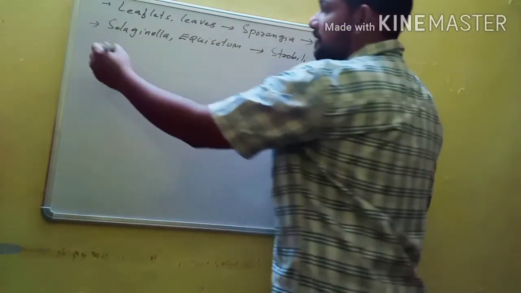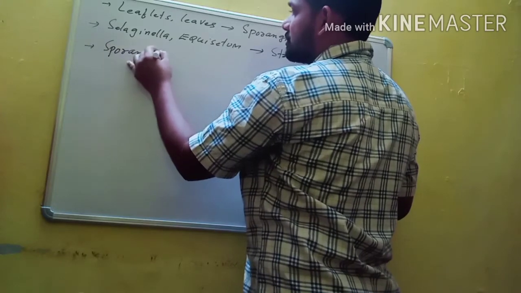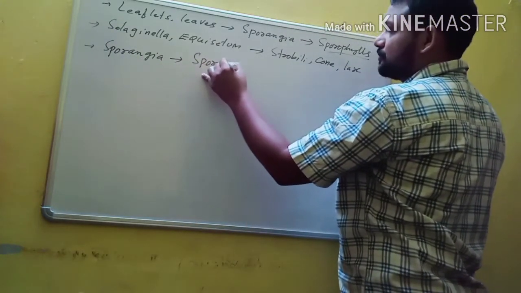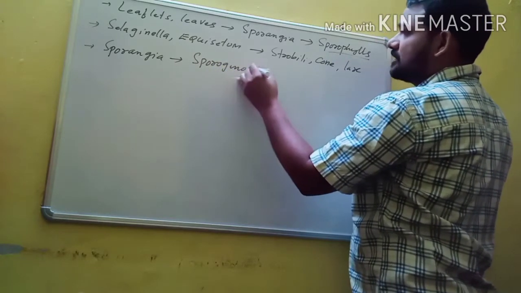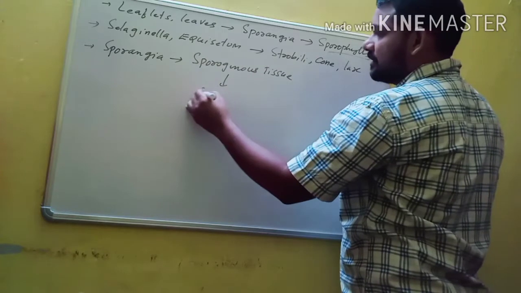And here the sporangia. What is sporangia? Spore producing structure. Internally, sporangia has sporogenous tissue, and sporogenous tissue contains spore mother cells.